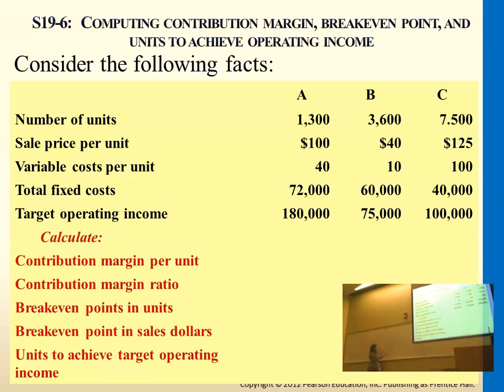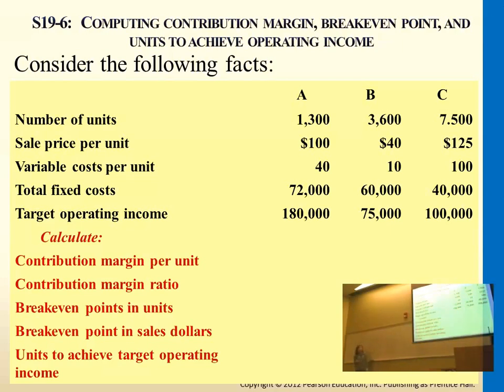What about break-even in sales dollars? 72,000 divided by 0.6, so these 1,200 units will turn into how many sales dollars? It will turn into $120,000.